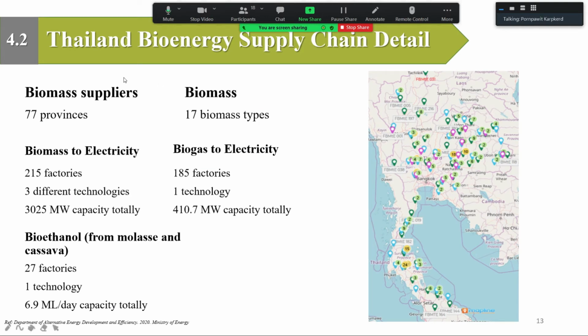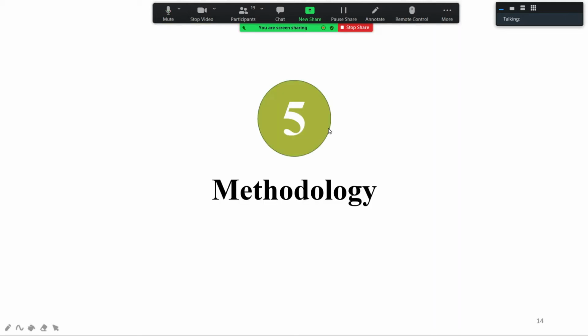And here are the details. In Thailand, we have 77 provinces which supply different types and different amounts of biomass. We have 17 biomass types, 215 biomass power plants, 185 biogas power plants, and 27 bioethanol plants. And here is the methodology I use.